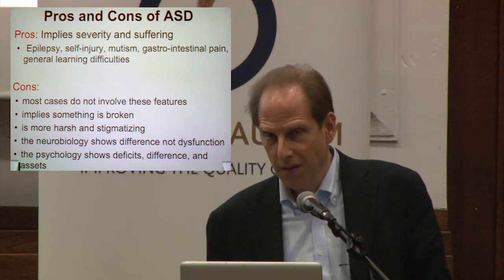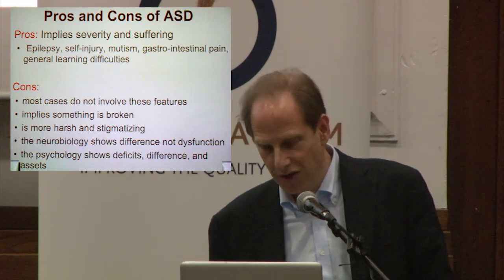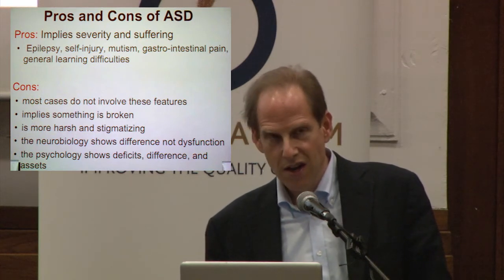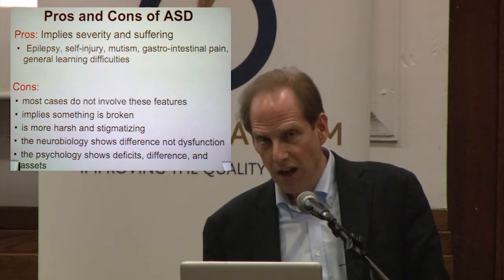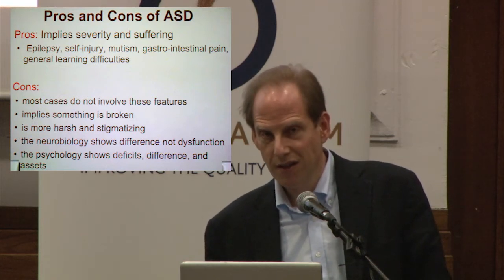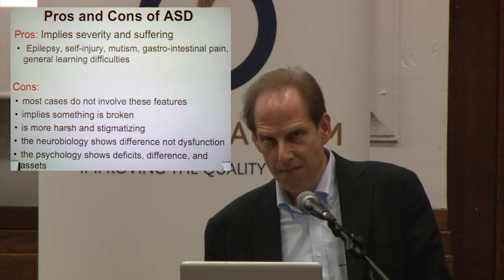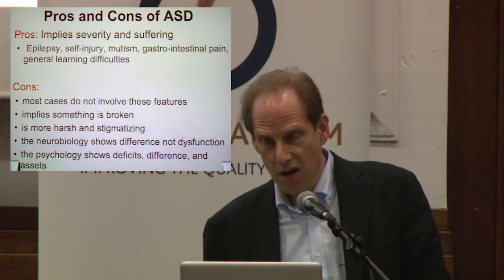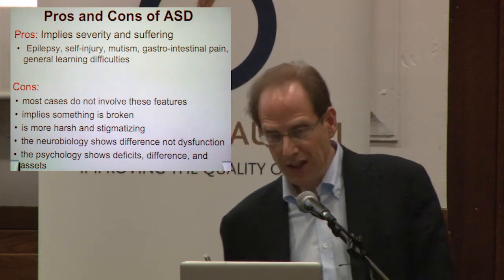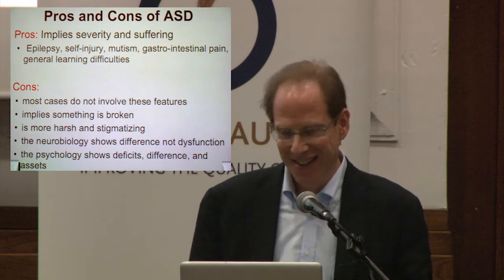And certainly if you look at some characteristics of people on the autistic spectrum, like epilepsy, self-injury, lack of language, gastrointestinal pain, or arguably even general learning difficulties or below average intelligence, it's true that all of these things can severely impair the person's capacity to function and to have anything that resembles a good quality of life. They can do. So you might argue that it's justified to talk about disorder. So that's in defense of the term ASD.